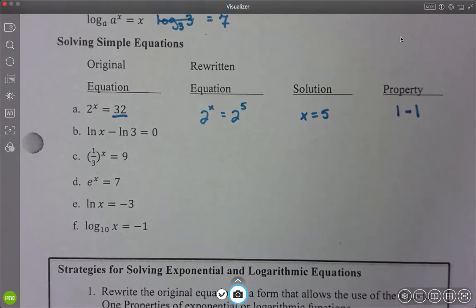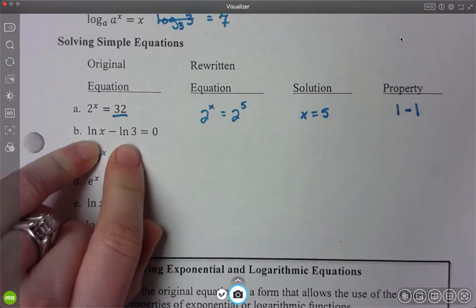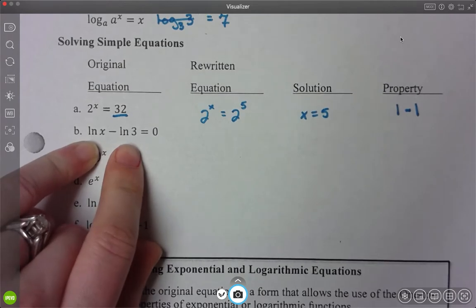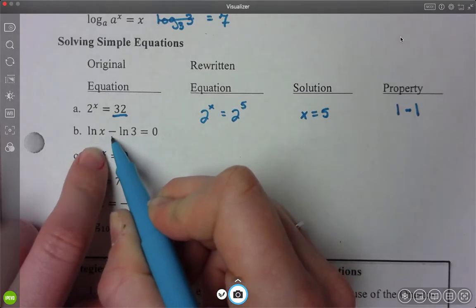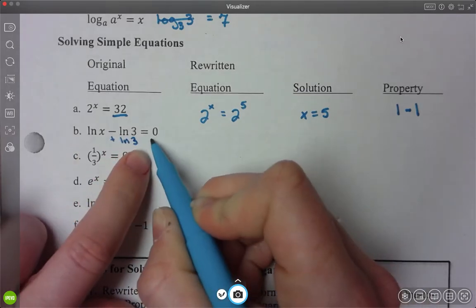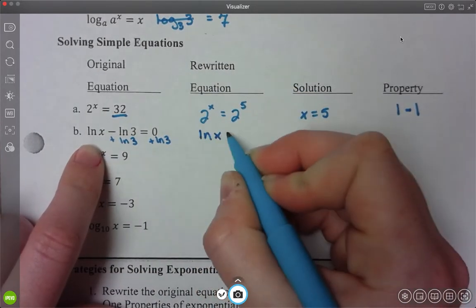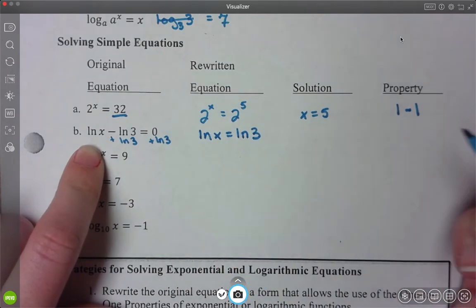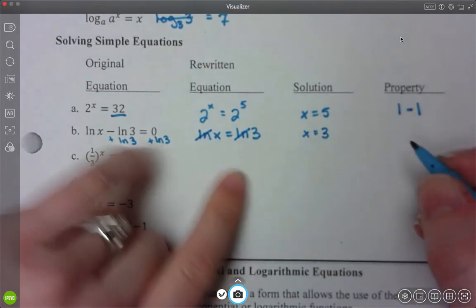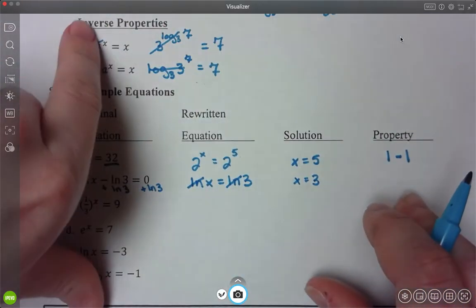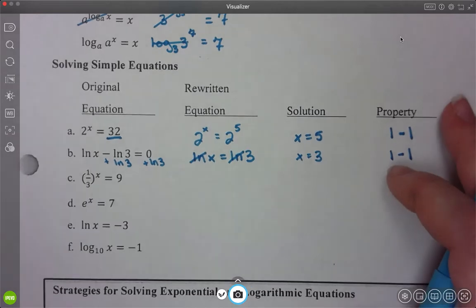Okay, this one says ln of x minus ln 3 equals 0. So what I'm going to do is move this ln to the other side. When I do that, I would have ln of x equals ln of 3. In that case, the ln's cancel out with each other, so I just have x equal to 3, which is another one-to-one property, but it's the log one-to-one property. Because if the logs are the same on both sides, then you can just cancel them out. Okay, so I have that.